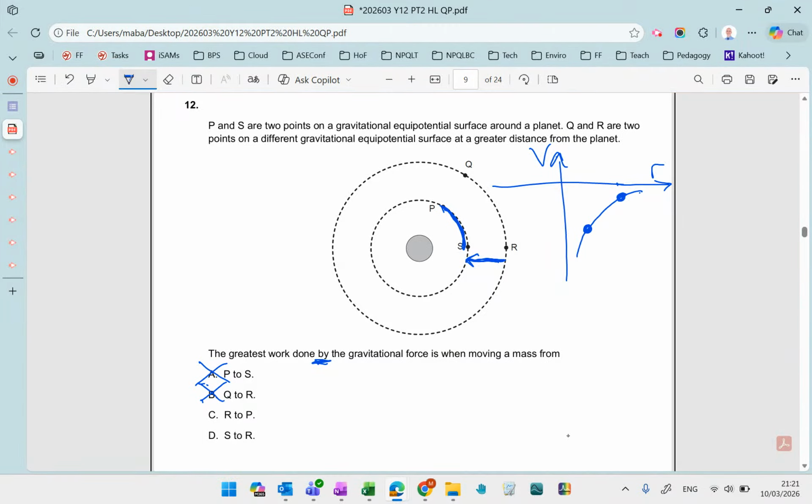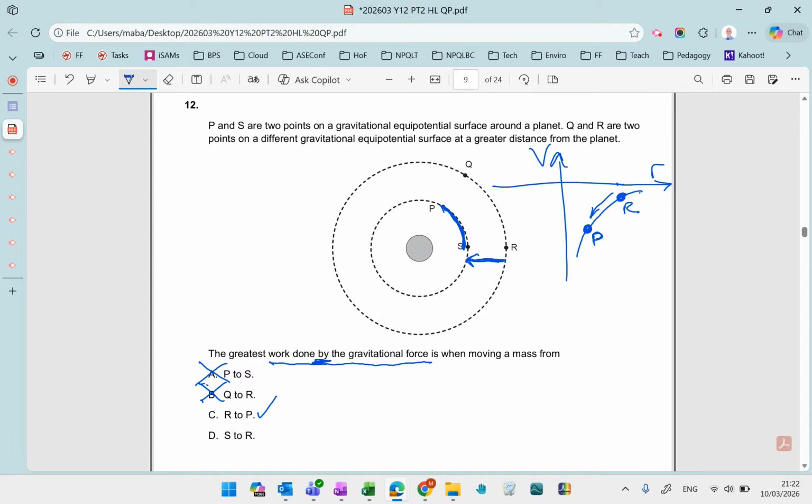So if we put a mass at R, all right, then the mass is going to want to roll into the potential well, down to the new equipotential at P, right? So work is being done by the gravitational force in that circumstance there, right? So as we go from R to P, the gravitational force is doing work.